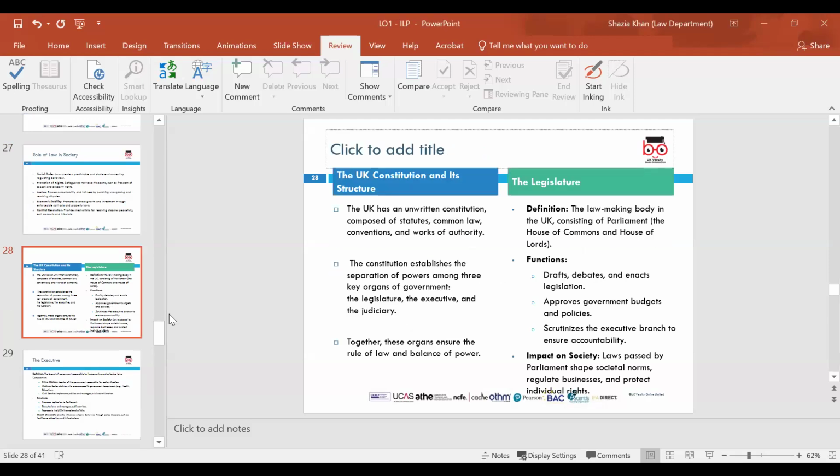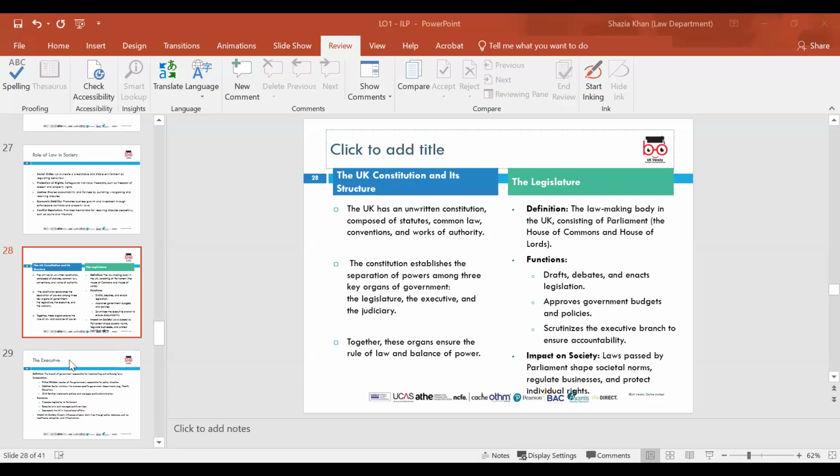So the UK Constitution and its structure. The UK Constitution plays a big part. We have an unwritten constitution in the UK, so we could add to the law, whereas some countries have got a written constitution. Our constitution is composed of laws and rules that regulate how everything runs, and together, ensuring that the rule of law and balance of power work, we're able to follow that.